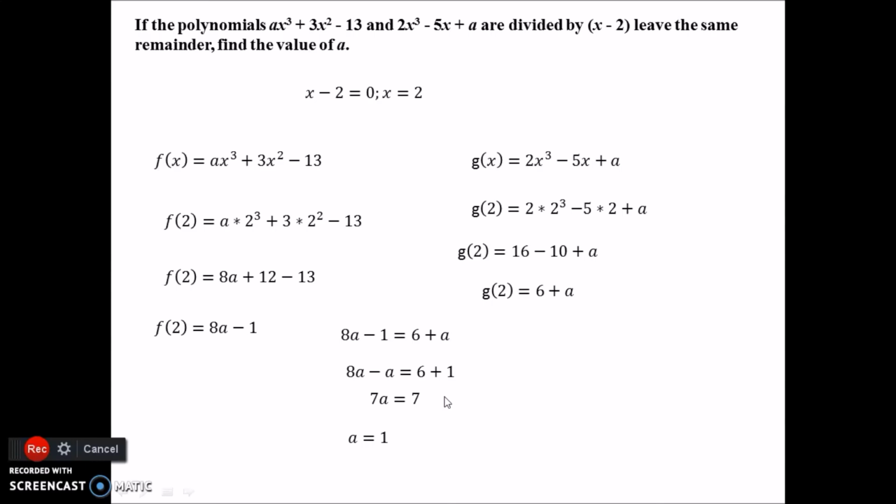So guys, this is how we will find out the remainder of a polynomial when divided by another polynomial. In the next class, I am going to explain you how to factorize the polynomials.